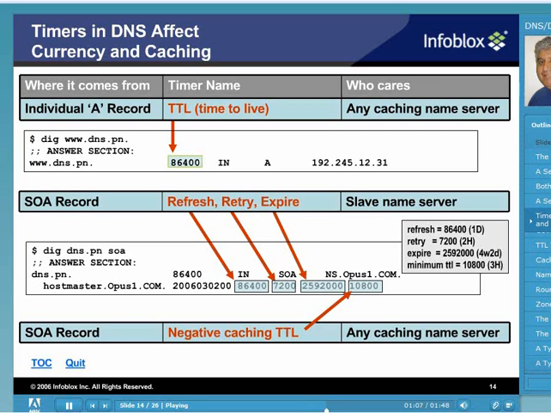The SOA record tells the caching server more about the currency of the data for this zone. First, it has refresh times, which is very similar to an A record TTL timer. This value tells the slave server how often to refresh the zone data for this zone. Then, if the primary server for the zone doesn't respond, how long to wait before retrying, and when to expire and delete the zone data if the primary server never responds. A negative caching TTL tells a name server how long to keep an answer that came back with a negative response.